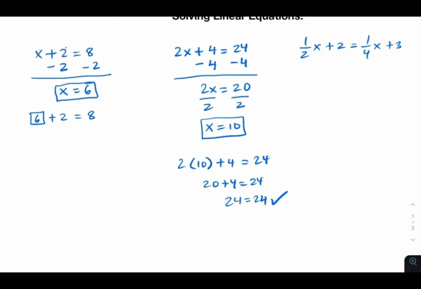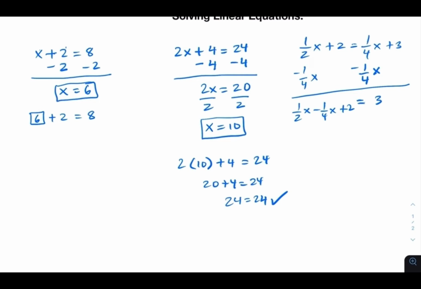Here we have 1/4 x and 1/2 x. I'm going to bring that 1/4 x to the left side of this equation. Remember, this 1/4 x is positive, so to get it to the left-hand side, you need to do the opposite operation. You subtract 1/4 x on both sides. Positive 1/4 x and negative 1/4 x turns out to be a 0, so you're just left with a 3 on the right. And here you're left with 1/2 x minus 1/4 x plus 2 is equal to 3.